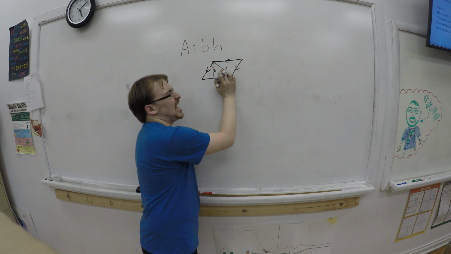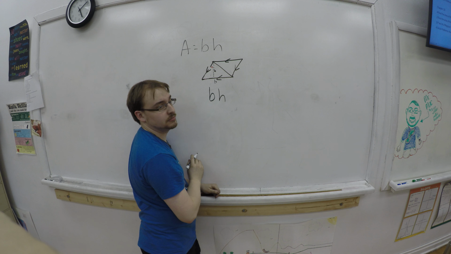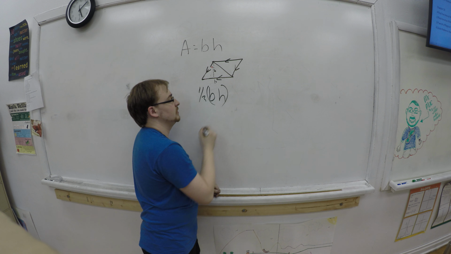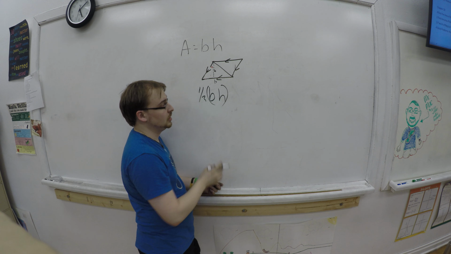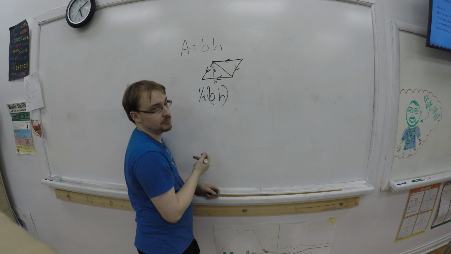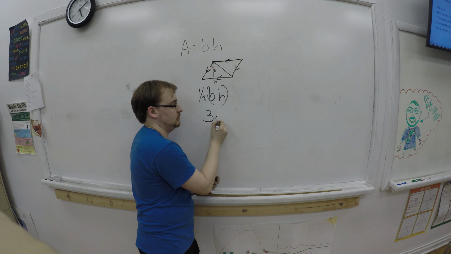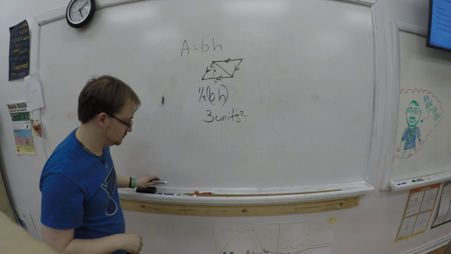Except we want to know about half of the parallelogram. So the whole parallelogram is this, right? We want to know about half of it, so we got to take that and multiply it by half. Half base times height. So if my base was 3 and my height was 2, we'd have 3 times 2 is 6, multiplied by a half, right, is 3 units squared. Do we understand this concept? Cool, moving on.